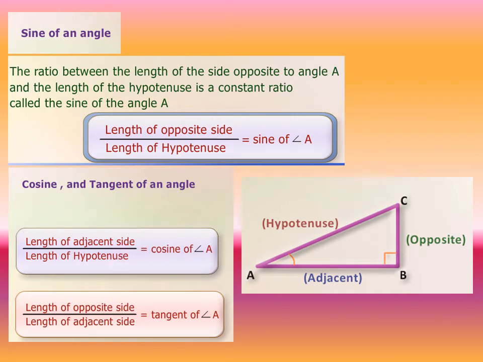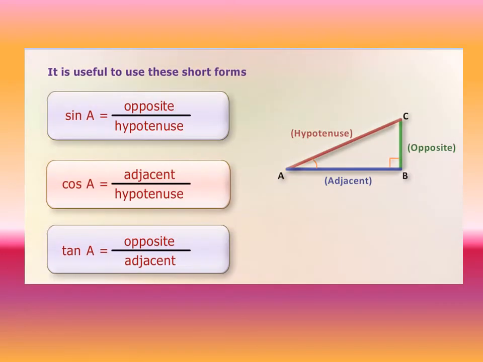Cosine and tan or tangent of angle. Length of adjacent side over length of hypotenuse equals cosine of angle A, and length of opposite side over length of adjacent side equals tangent or tan of angle A. Trigonometry, Unit 4, Main trigonometric ratios of acute angle.